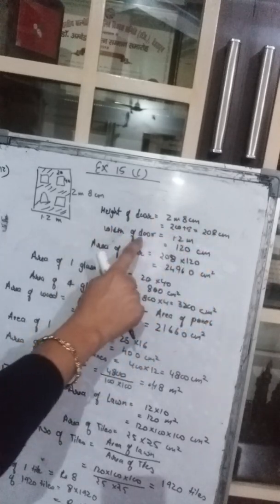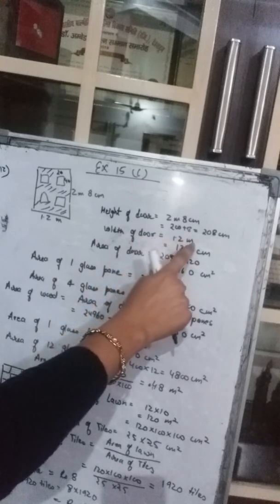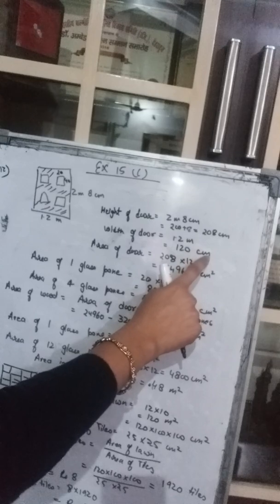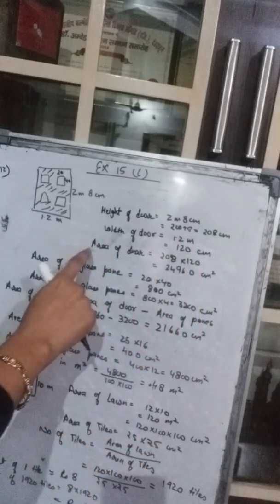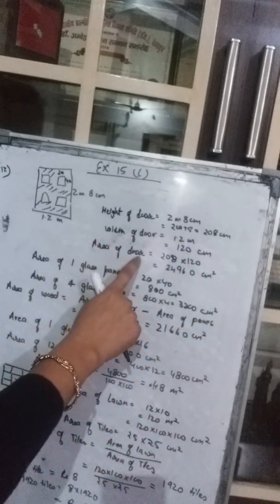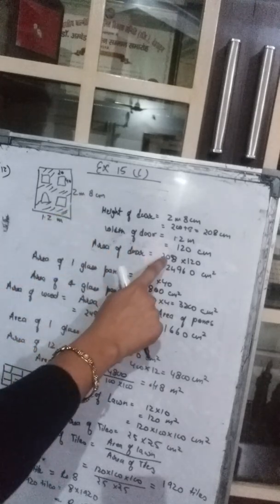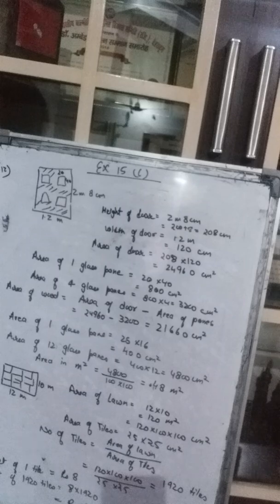Okay. Width of the door is 1.2 meter. 1.2 into 100, that gives you 120 centimeter. Clear? Now, what is the area of the door? Area of the door will be length into width. So 200 into 120, that gives you 24960 centimeter square. Right?